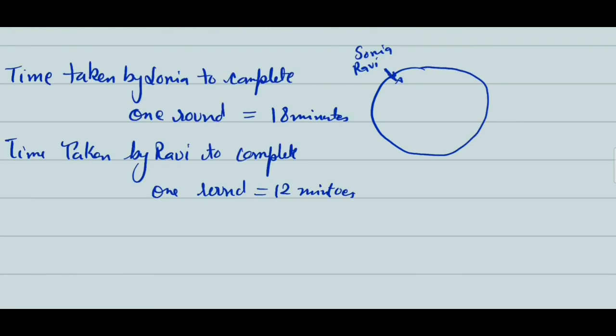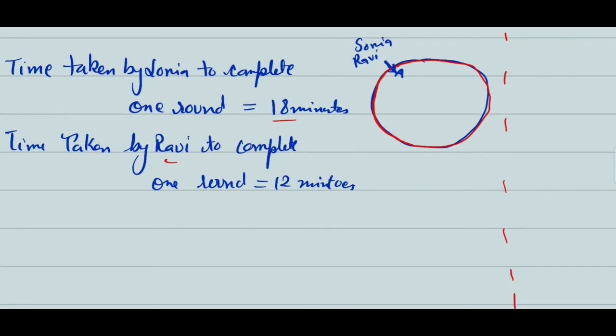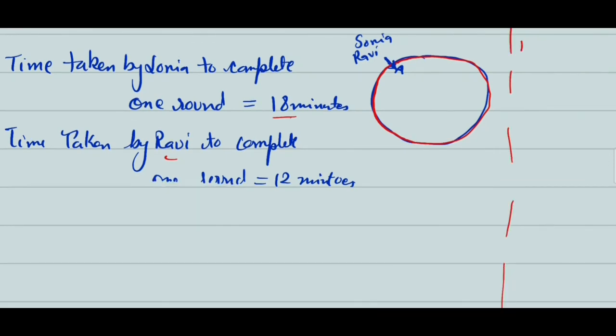They are saying here that we have a circular path. This is my circular path. Suppose Sonia and Ravi have started from this point A. Sonia is taking 18 minutes to complete one round, correct? And Ravi is taking 12 minutes to complete this round. So we can write this as 1 into 18 is equal to 18 minutes. To complete the second circle, she will take 2 into 18, which is equal to 36 minutes. And to complete 3 rounds, 3 into 18, which is equal to 54.